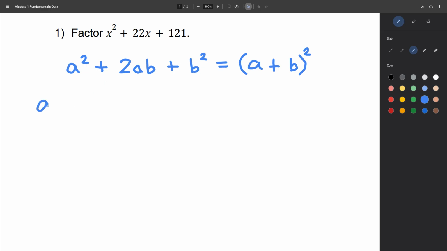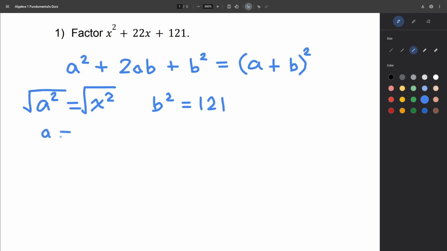So we're going to say that a squared equals x squared, and b squared equals 121. So if we take the square root of both sides to figure out what a is, square root of a squared is just a. Square root of x squared is just x, so a is x. Take the square root of b squared, we have to take the square root of 121. So square root of b squared is b, square root of 121 is 11.